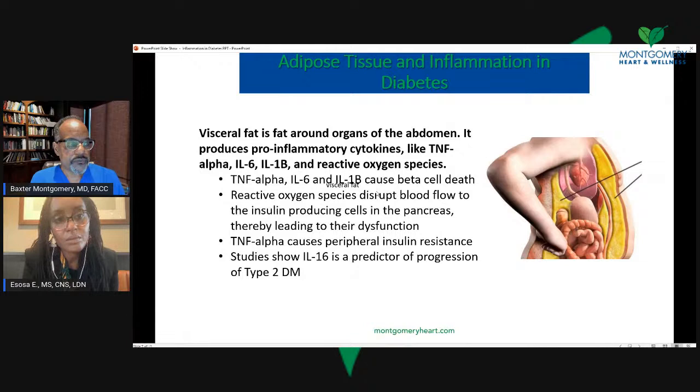Visceral fat, fat around organs. Now, again, we talked about fat in the liver, fat in the pancreas, fat in the viscera. It produces pro-inflammatory cytokines like TNF alpha, IL-6, IL-1 beta, and reactive oxygen species. Same old characters. These guys are like Bonnie and Clyde and the gang of four going around causing disease all over the body, same old suspects. But what's leading to these suspects?